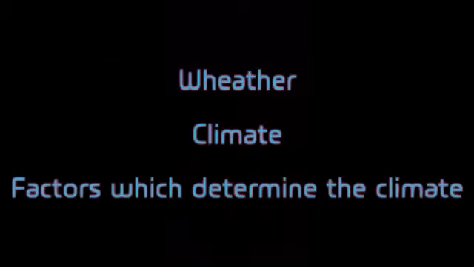Today we shall discuss a new lesson from SST, Weather and Climate. In this lesson we are going to understand about weather and climate and also the different factors that determine the climate.